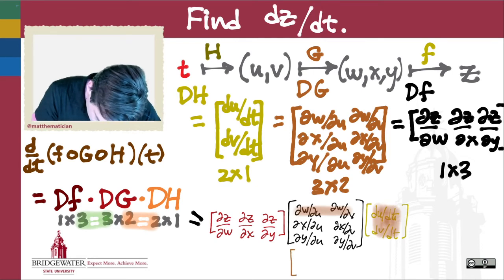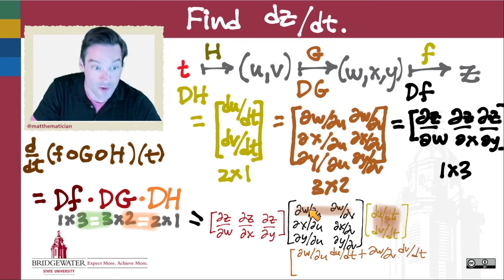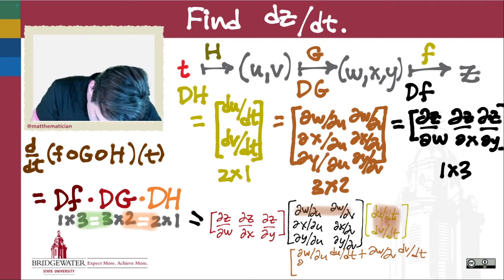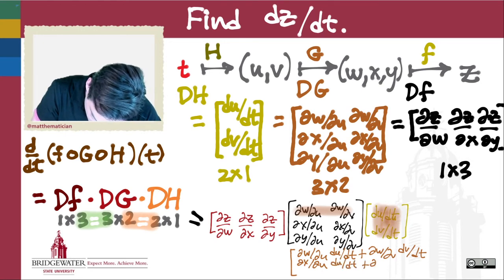So that's going to be the first entry here, dw du du dt plus dw dv times dv dt. So we go across the row of the first matrix, down the column of the second. And then we keep going. dx du times du dt plus dx dv times dv dt. And the third entry, dy du du dt plus dy dv times dv dt.